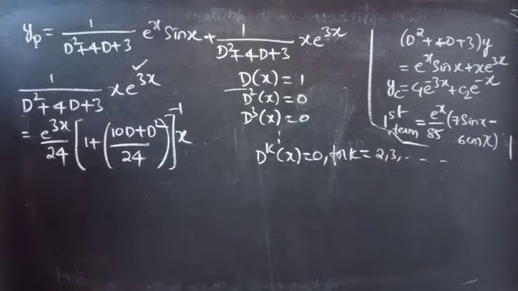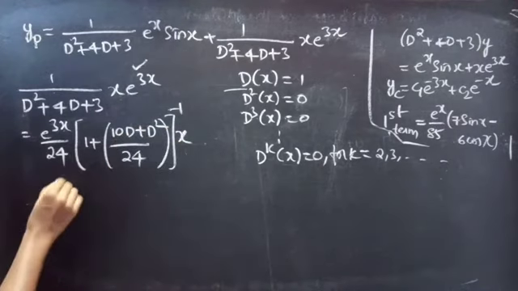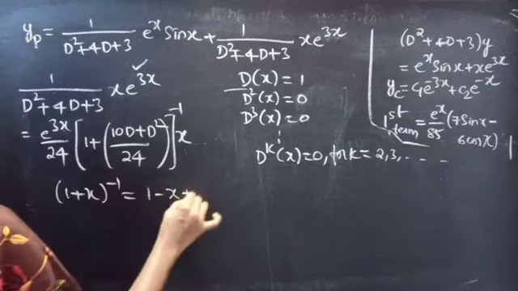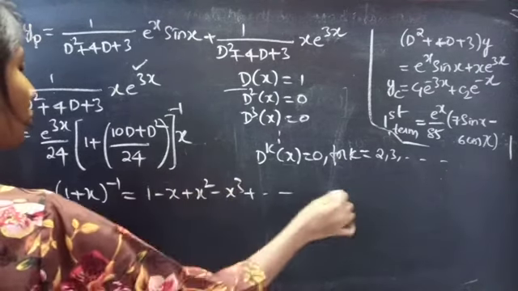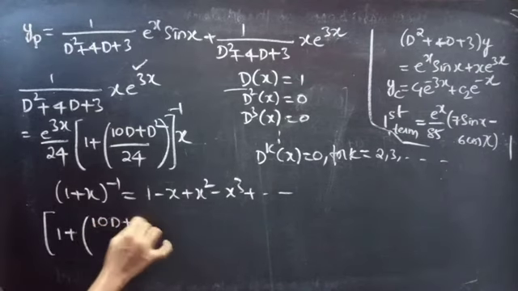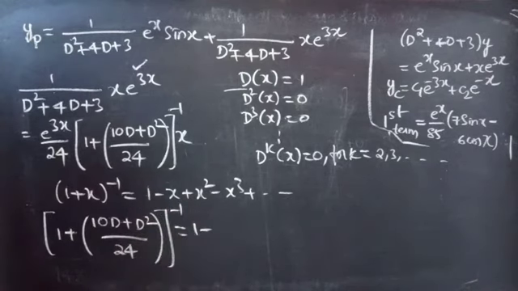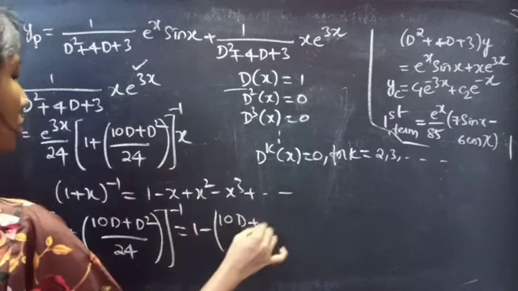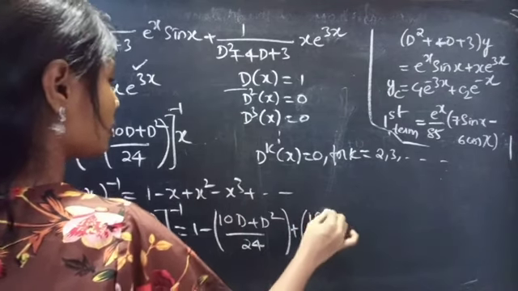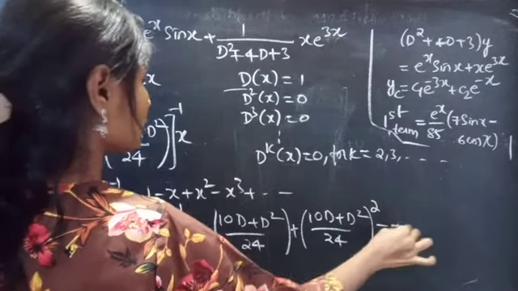So by keeping this in mind, we'll expand (1 plus x) whole inverse using the formula (1 plus x) whole inverse equals 1 minus x plus x square minus x cube plus so on. Let's expand (1 plus (10d plus d square) by 24) whole inverse, which equals 1 minus (10d plus d square) by 24 plus ((10d plus d square) by 24) whole square minus plus and so on.